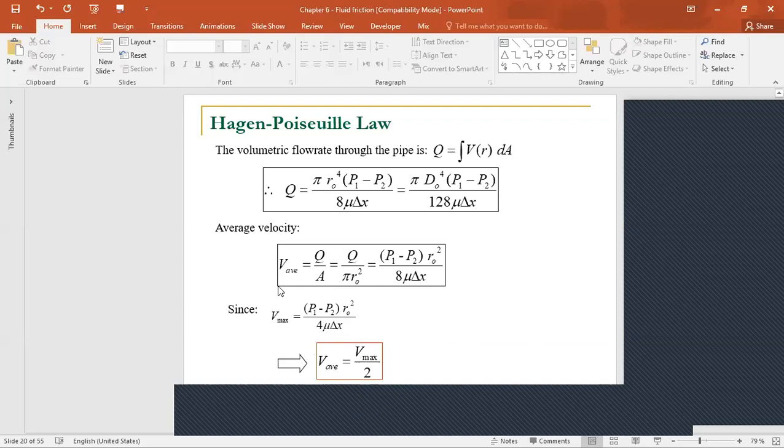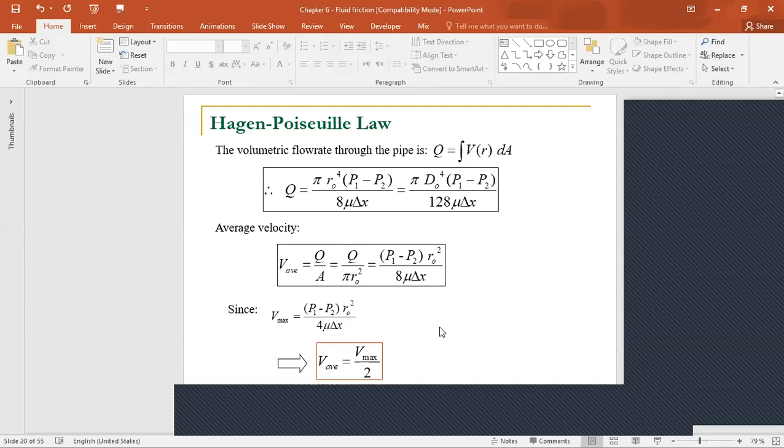Which one is more important, average velocity or maximum velocity? I mean, in our discussion or in our analysis, problem solving and this stuff, what do we deal with? Do we deal with the average velocity or maximum velocity? Average velocity, yes, because velocity is related directly to flow. We normally deal with the flow.